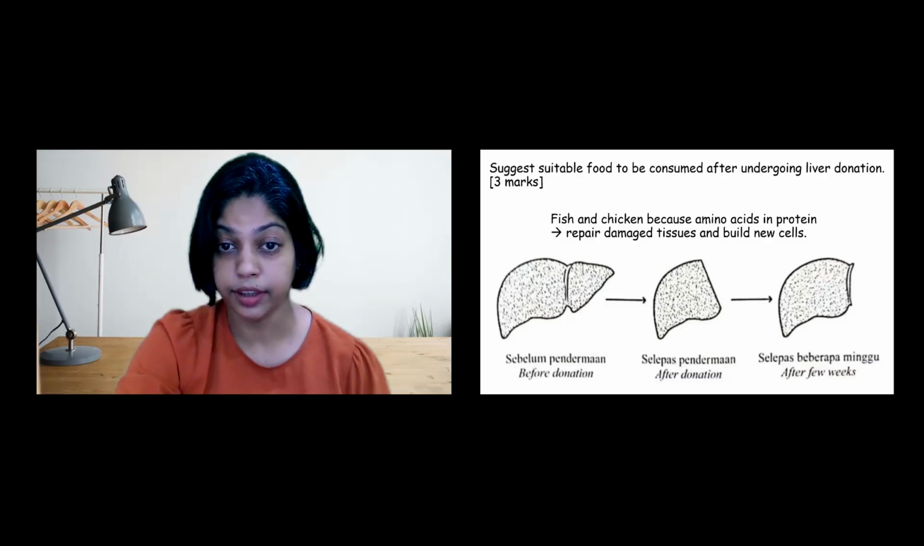Liver is one of the organs involved in organ transplant. 40% to 60% of the donor's liver is donated to recipients with diseased liver. The liver donor should consume protein-rich foods such as fish and chicken because the amino acids in protein help to repair liver tissues that were damaged during surgery and build new liver cells. In a few weeks, donor's liver and recipient's liver will grow again to the size of normal liver.